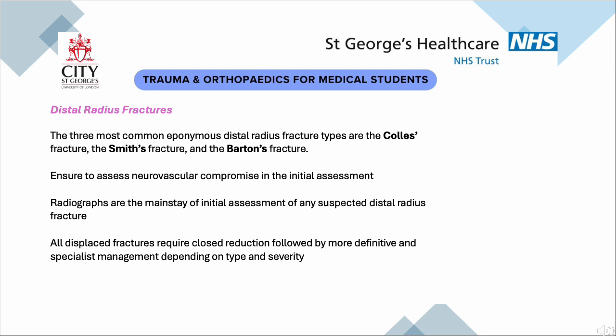The investigations for all of them are pretty simple in that you need an X-ray, an AP and a lateral X-ray. Very rarely do you need other imaging. If you're very worried that it's gone into the joint, then that might need a CT scan. If they're displaced, they need some form of reduction, so putting everything back in the right place. And once it's in the right place, it needs to be held. And that might be with a cast, or it might be specialist management with some form of surgery.